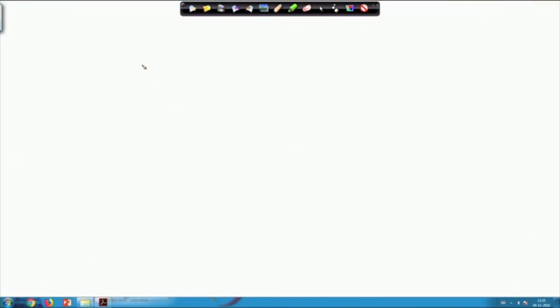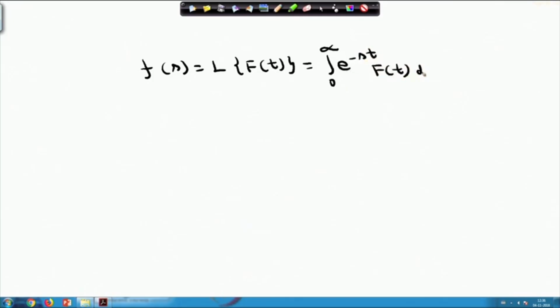So, F(s), we know it, this is nothing but the Laplace transform of f(t). From the definition of the Laplace transform, we can write this as the integral of e^(-st) f(t) dt. Now, start with F(s - a). What will be F(s - a)? From here, s is replaced by s - a.